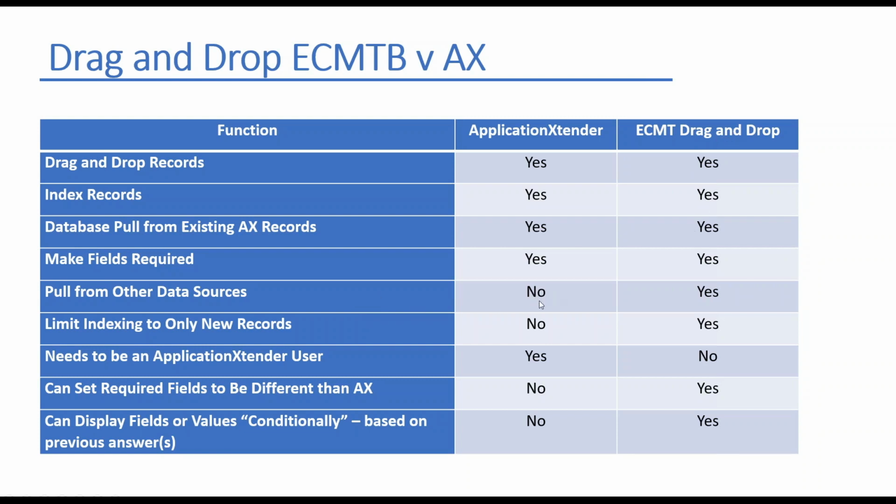So if you drag an invoice inside of ApplicationXtender, you can connect and pull some data from the existing data inside of AX. But if you want to go out to an outside database, you could not do that. With the web version of ECM Toolbox, you could connect to your other databases and add more information around that invoice. If you wanted to just allow adding records inside of AX, only brand new records, but they can't modify existing indexes, ApplicationXtender doesn't have that ability, but we can set that up with the ECM Toolbox Workflow.